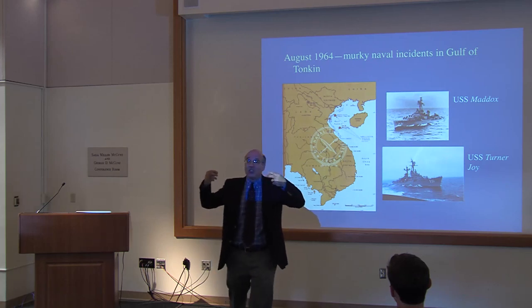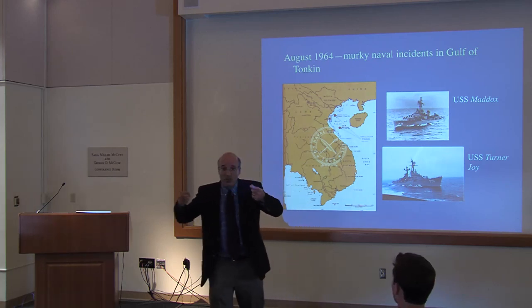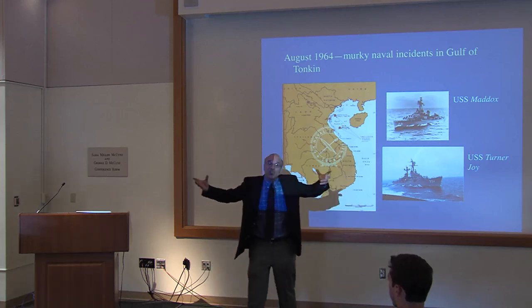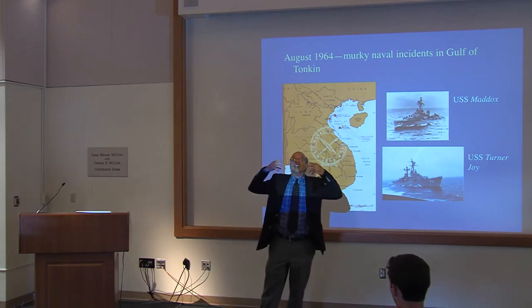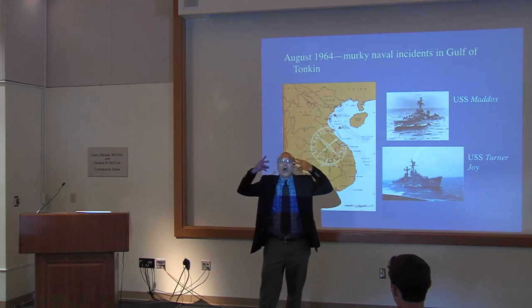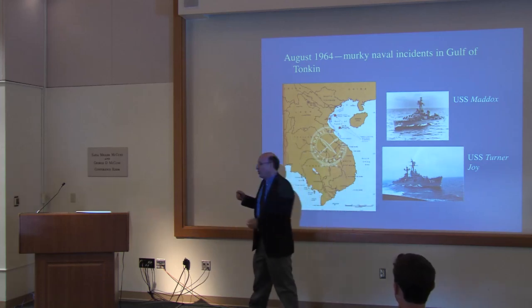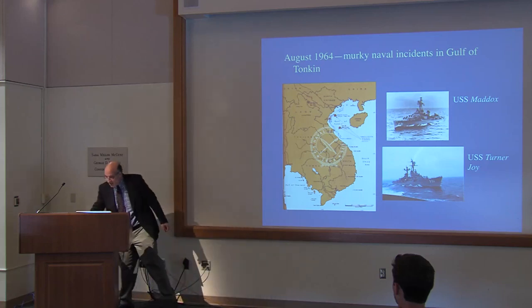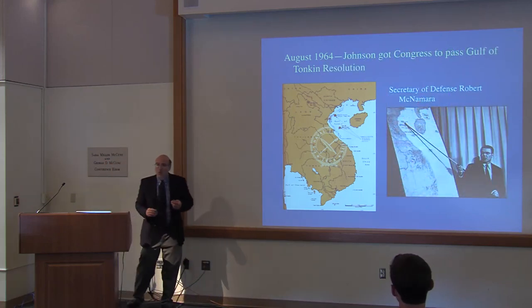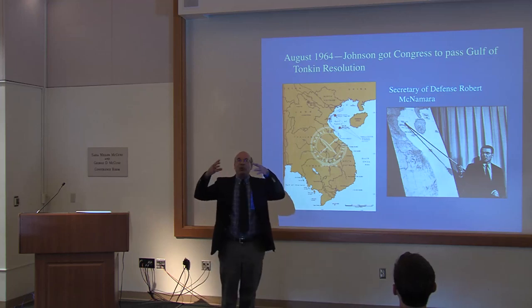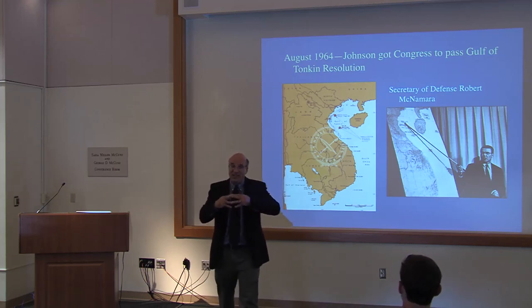Nonetheless, because Johnson wanted to get his resolution passed, he portrayed these events to the nation as acts of unprovoked aggression by North Vietnam, and got Congress to pass a resolution, the Gulf of Tonkin resolution, authorizing him to take whatever measures he saw fit to protect the sovereignty and security of South Vietnam.